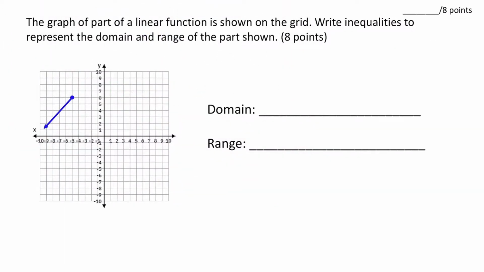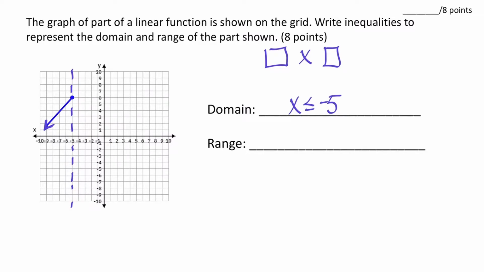So in this question, it says the graph of part of a linear function is shown on the grid. Write inequalities to represent the domain and range of the parts shown. Normally I write my inequalities with the leftmost value, then my x, then the rightmost value. Well, this problem is a little bit different. If I'm looking at the leftmost boundary of x, there's no leftmost boundary because this arrow tells me it goes on forever. So I'm going to leave off that left part. I'm going to write my x, and then think about the rightmost boundary. On the right side, there is a boundary right here, which is x equals -5. Since I have a filled in circle there, I'm going to use the less than or equal to sign.